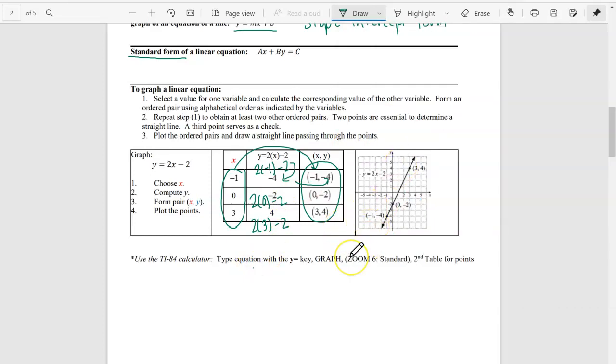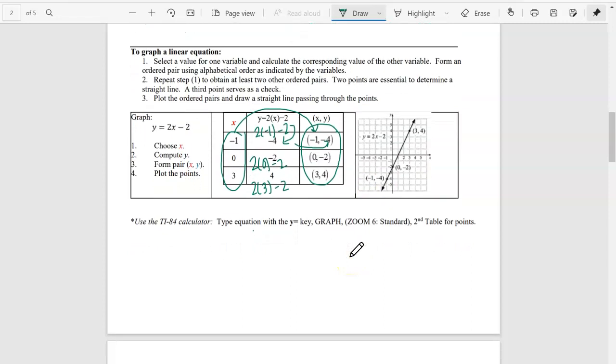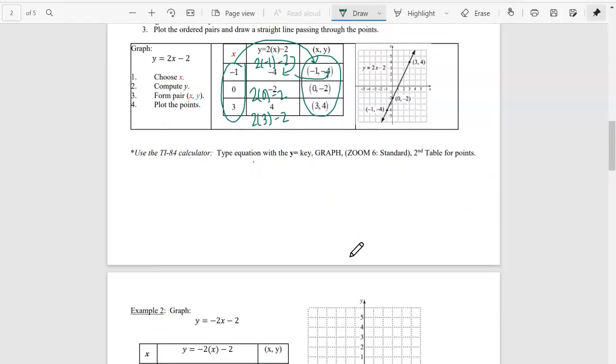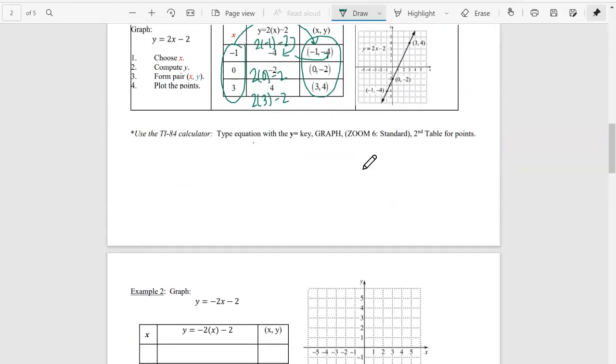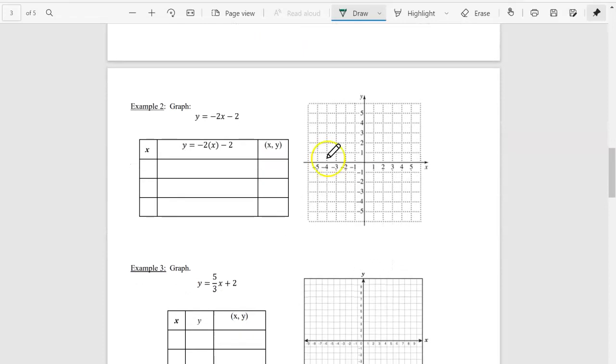Okay, and we could also look at the graph if we just hit graph. So it says type equation with the y equals key, hit graph, zoom 6 standard, and then second table for points. The only part we didn't do was the zoom 6. And we could talk about that later, but we'll come back to that. So we've got an equation. We're going to graph it by hand first. We're going to pick some points for x. So let's pick -2. Let's put 0. So we picked a negative number. We picked 0. Let's also pick a positive number.